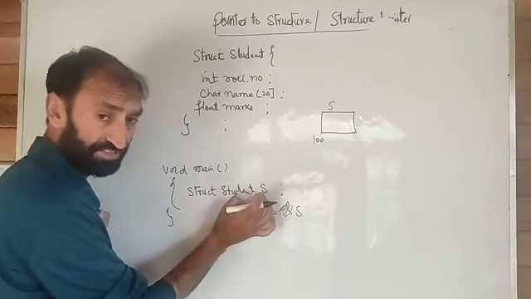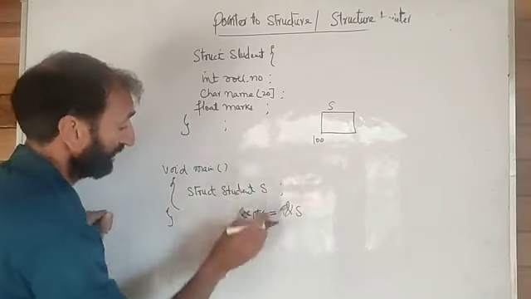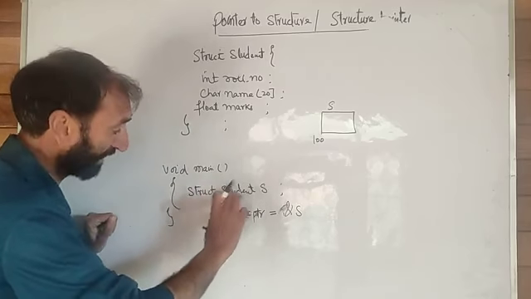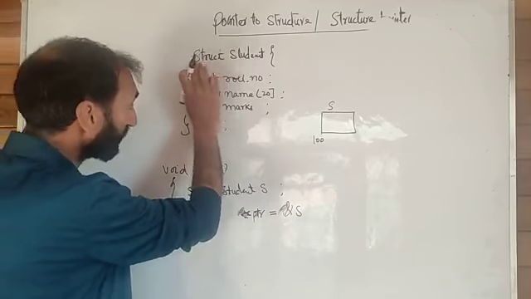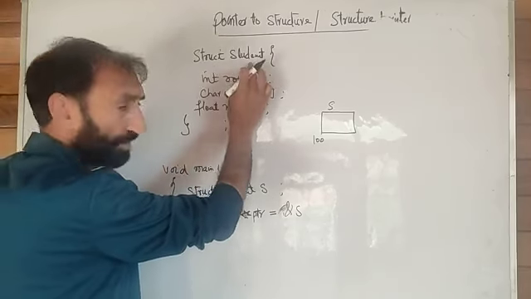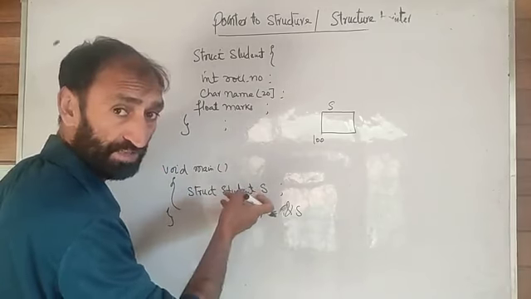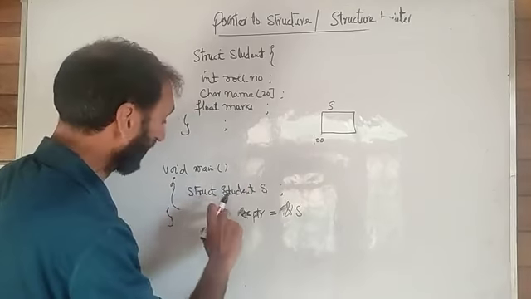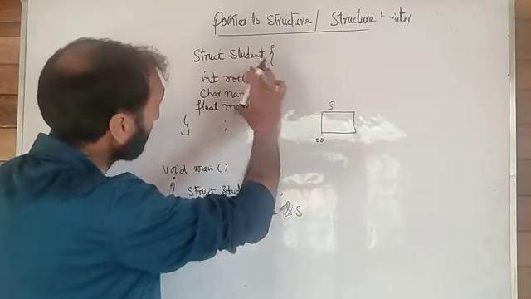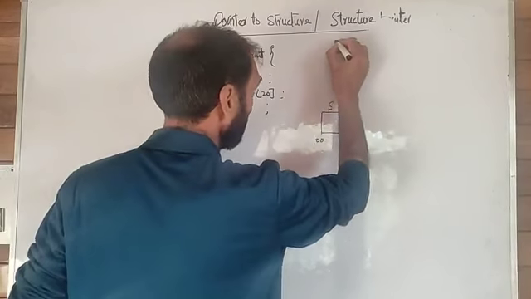What does S contain? S is the variable, or S is the object, which has 3 members, because the data type of S is struct student. The complete struct student is the data type, not only student or struct. It is a user defined data type. In struct student S, S is the object of type struct student. What does struct student contain? It contains 3 members: roll number, name, and marks. For example, here I can write it.